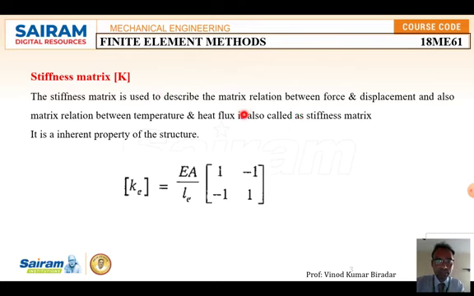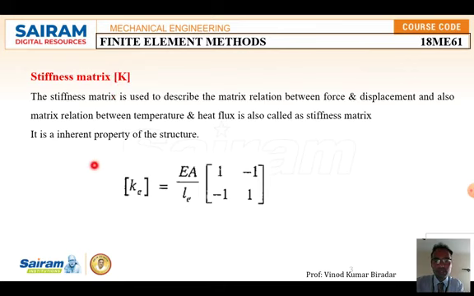If you consider a temperature problem, that is a thermal problem, then we consider the temperature and heat flux, and that is also called the stiffness matrix. For normal bar and beam problems, you correlate force and displacement, while for thermal problems you correlate temperature and heat flux. It is an inherent property of the structure, beam or given problem, and it is normally denoted by K.